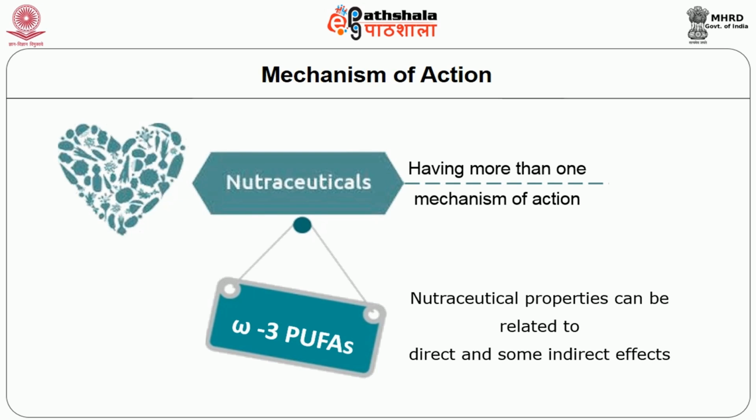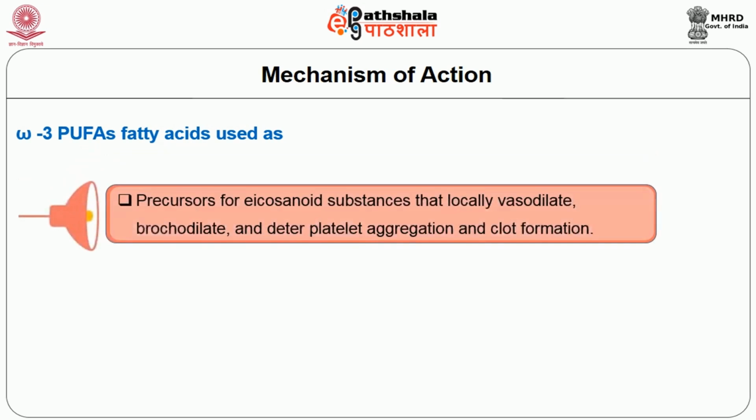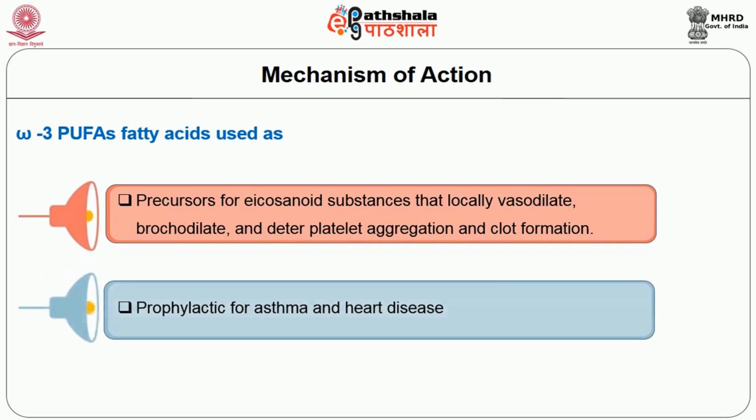Their nutraceutical properties can be related to direct and also some indirect effects. For example, these fatty acids are used as precursors for icosanoid substances that locally vasodilate, bronchodilate and deter platelet aggregation and clot formation. The second function is they also can be prophylactic for asthma and heart disease.